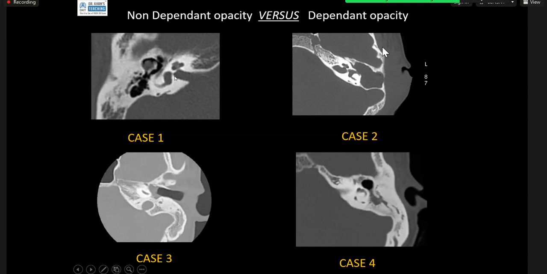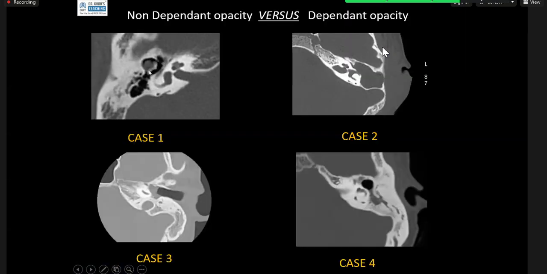One cholesteatoma which I want to highlight is this one. If you see, this is the medial side, this is the internal ear, this is the cochlea. Now you can see this is a non-dependent opacity, and this is the epitympanum, and it is causing erosion of the head of the malleus. So this should be etched in your memory. This is the classical Prussak space. This is the outer side of the body.